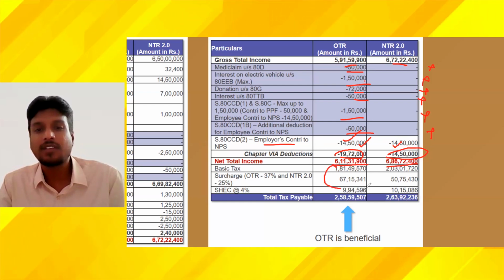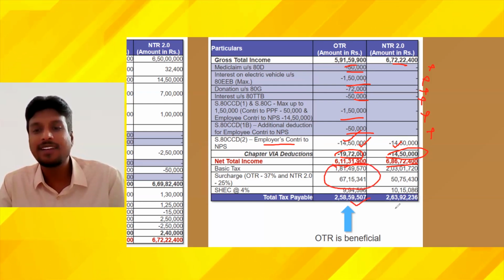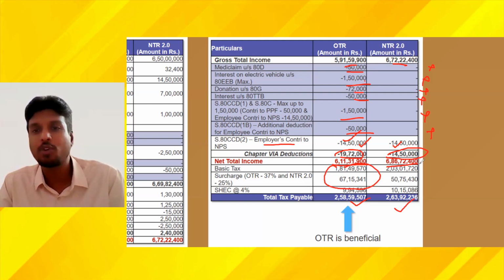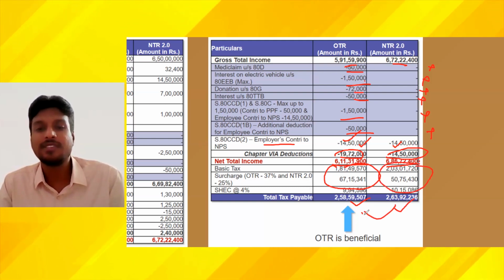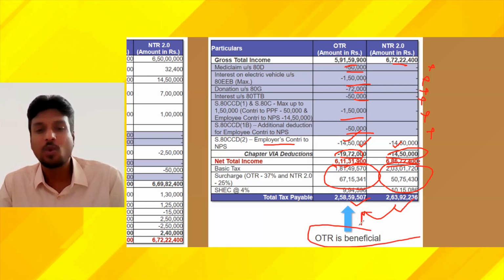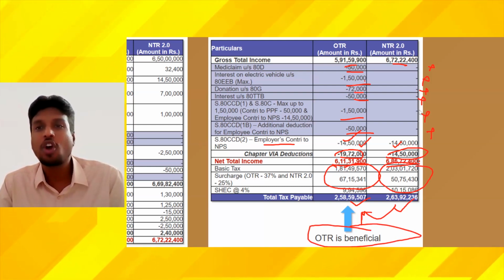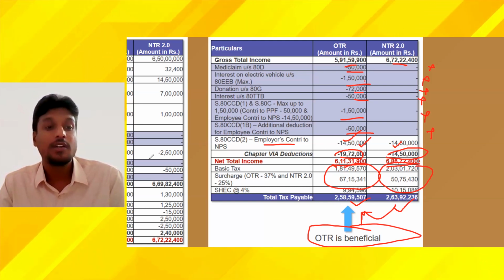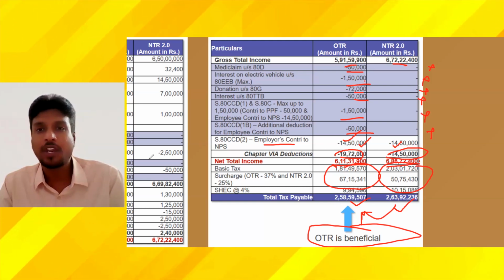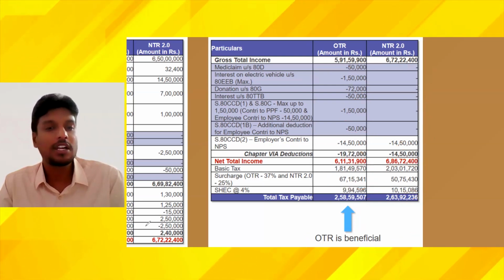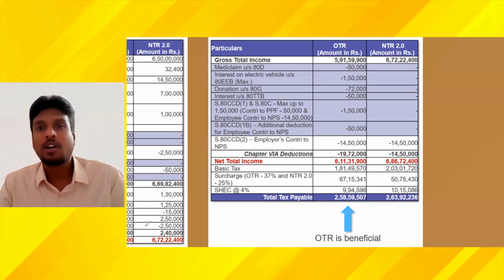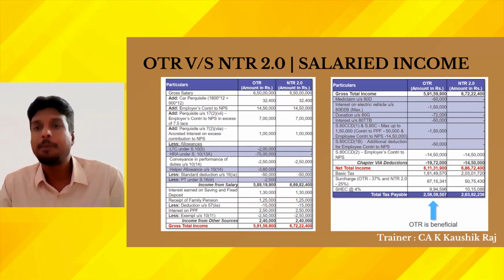The tax on that will amount to 2 crore 58 lakh versus 2 crore 63 lakhs. When you compute, you get 2 crore 63 and 2 crore 58. So whichever is lesser, that is beneficial. Old tax regime is beneficial. So you should not opt out of the old tax regime, or you should not opt in to the new regime. You should continue to be under the old tax regime. You should take the benefit of the old tax regime.